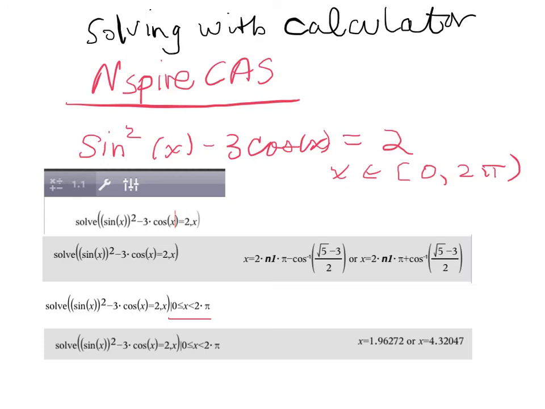So that's the beauty of using your calculator to solve trig equations. It makes it very, very simple. You'll need to know how to do both. You'll need to know how to solve them by hand, using identities and factoring and different techniques. And you'll also need to know how to use your calculator. I've shown you here how you use it with an Inspire CAS calculator, but depending upon what kind of calculator you have, it could look a lot different.